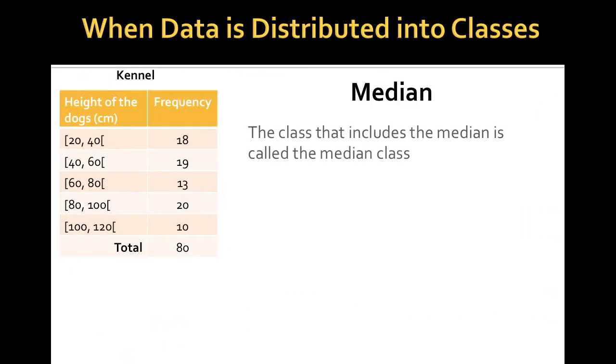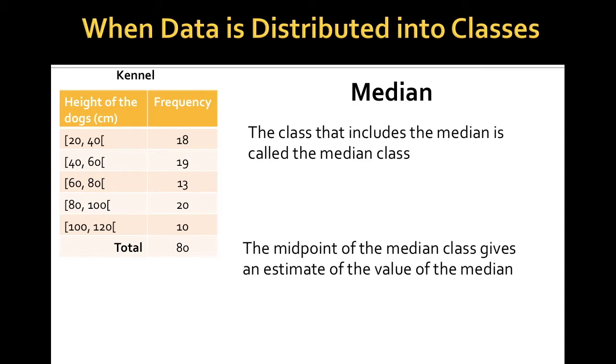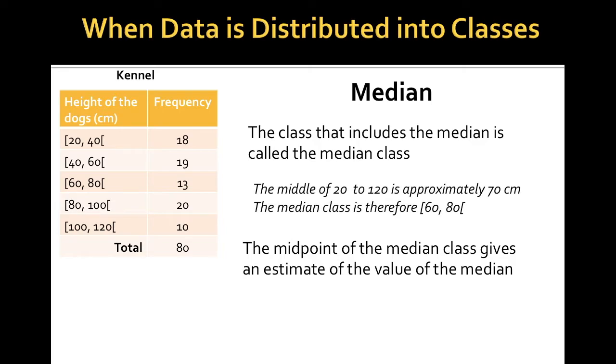What about the median? The class that includes the median is called the median class. The midpoint of the median class gives us an estimate of the value of the median. The middle of 20 to 120 is approximately 70 centimeters, so the median class is therefore the class 60 to 80.